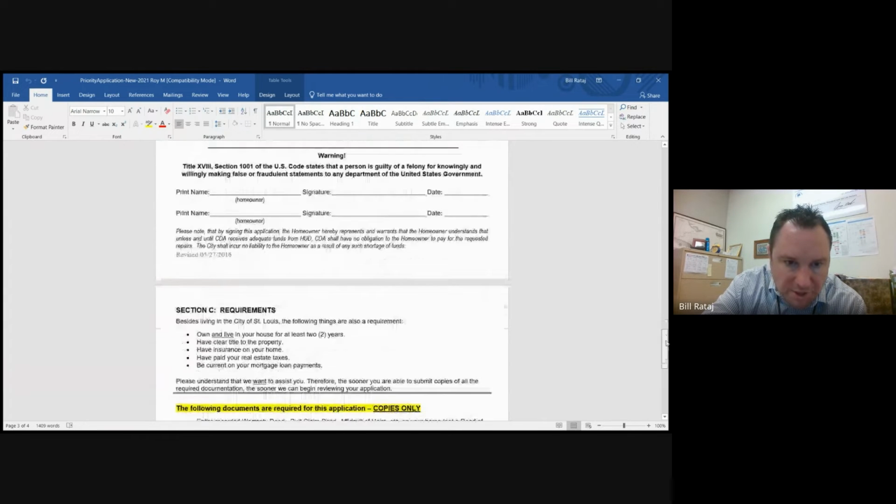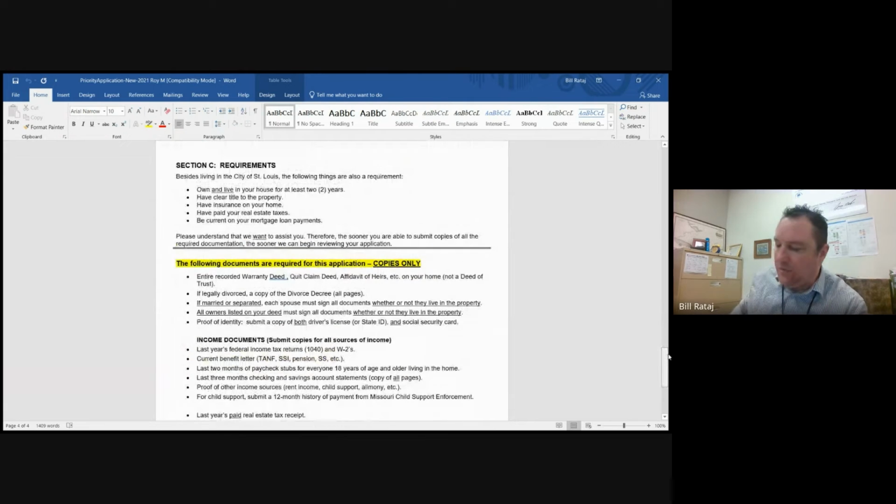Okay, now section C is actually the back of the application. And it also lists the requirements there and some documents that you need to fill out, and we will go over those. So first and foremost, you have to have owned and lived in your house for at least 2 years. So you cannot say, oh, I've lived here for 27 years, but it was grandma's house and you don't necessarily own it. Grandma passed away in 2003. It's still in her name. You do not own the property. You're not going to be eligible until the property is in your name.